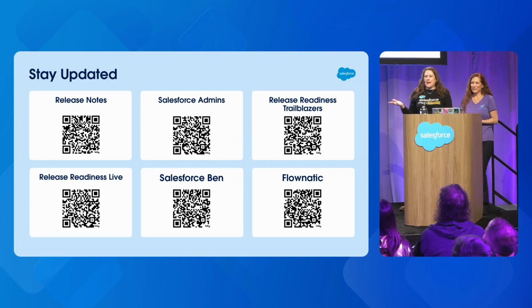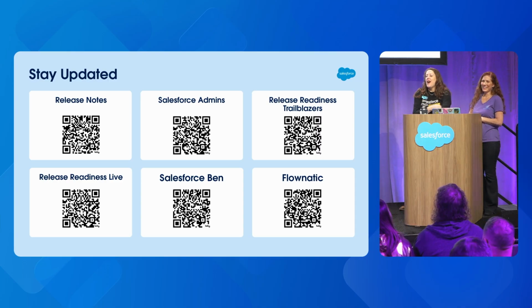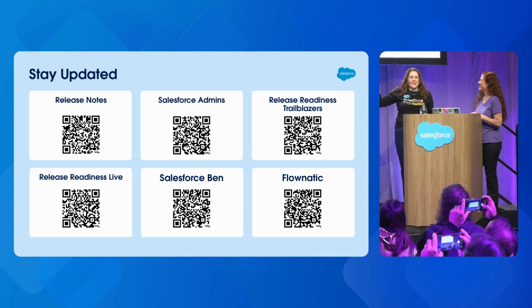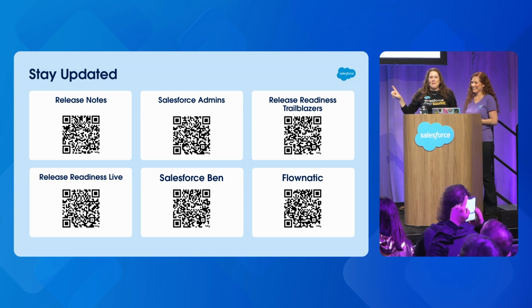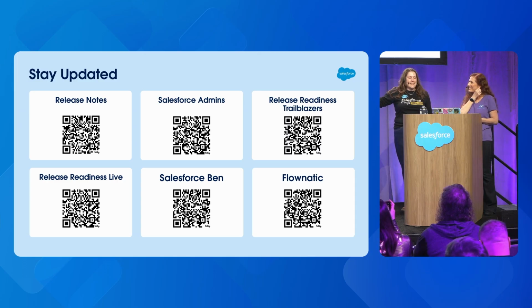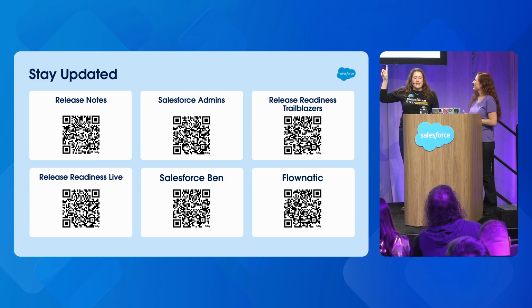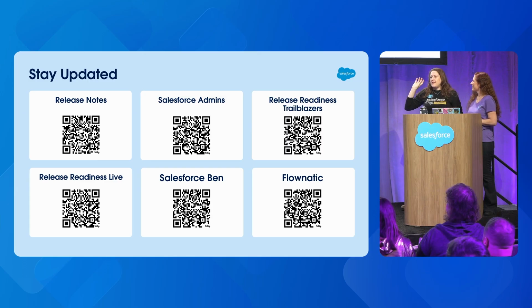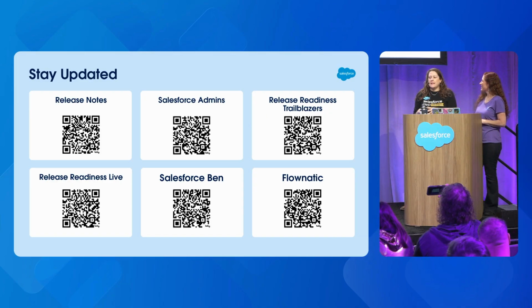So now that we've talked about these new features, you might be like, how do I keep updated going forward? We've got release notes as the first QR code, and Summer 26 is almost here. It's already hit pre-release orgs, so you definitely want to go there because those Summer 26 release notes are coming out soon. The Salesforce admins blog is the next QR code, and they do great blog posts highlighting new features. They'll do one specifically on flow features for each release.